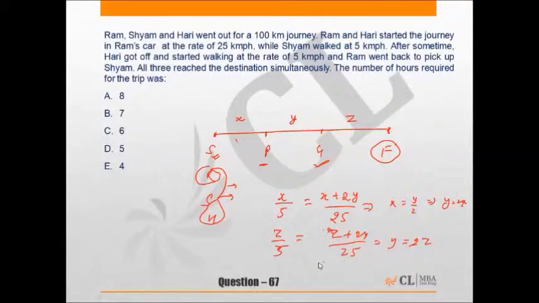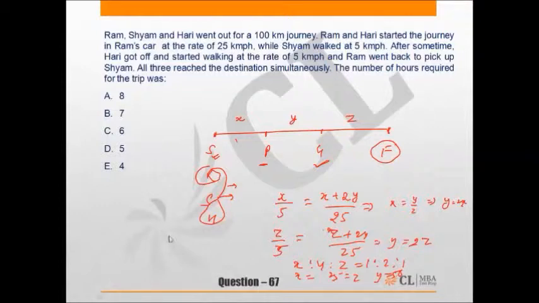As the total distance is 100 km, from here we get the ratio of x, y and z as 1 is to 2 is to 1, and x will be 25 equals z, and y will be 50.